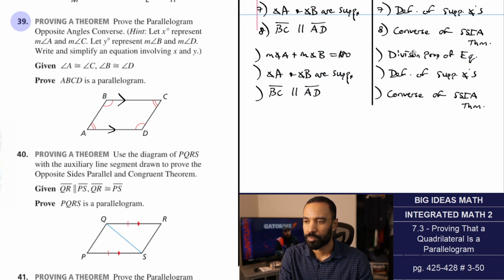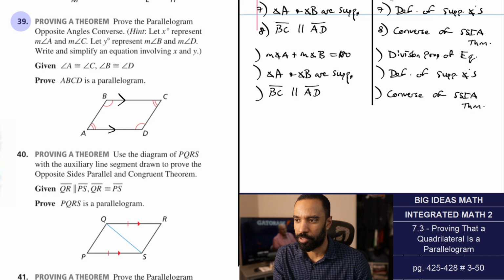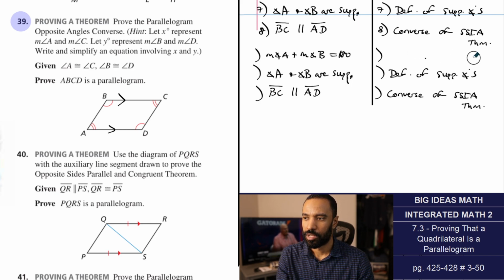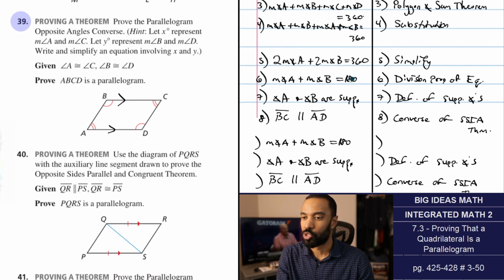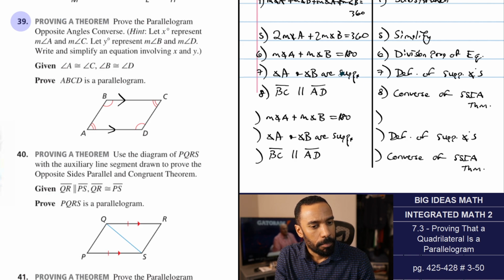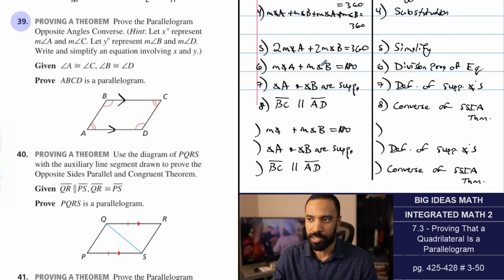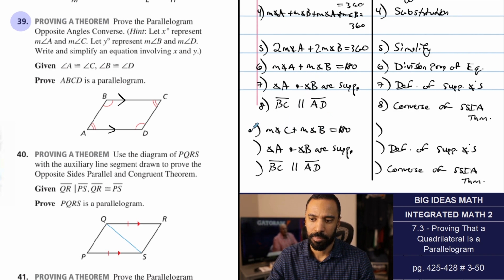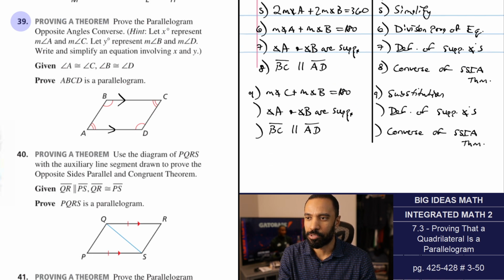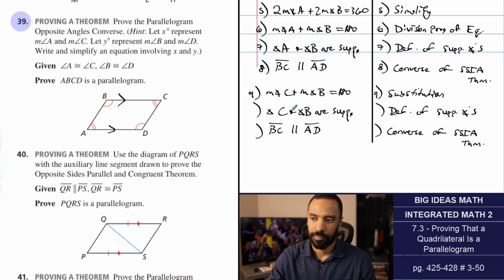So this isn't going to be the division property of equality anymore. It's going to be a substitution, or transitive property, if you will. Do I just want C and D? No, now I want B and C. So A is going to turn back to C. Let's turn this back to C by substitution. By the way, substitution means substitution property of equality. And now C and B are supplementary because they add to 180.